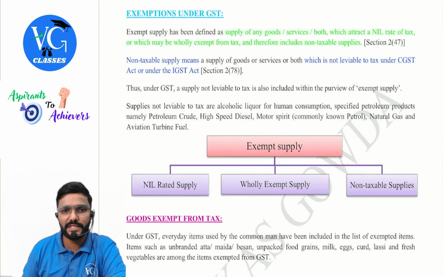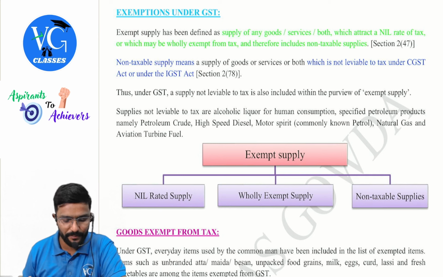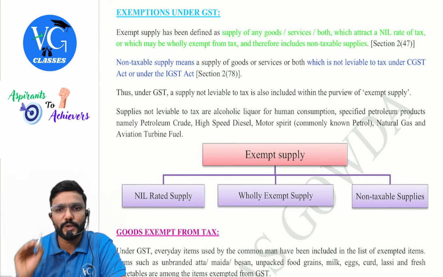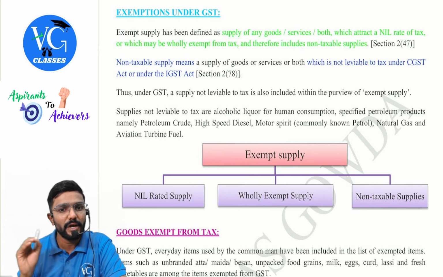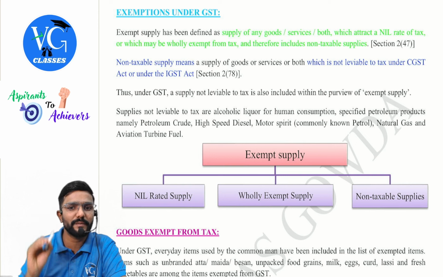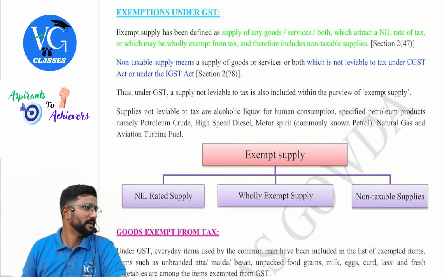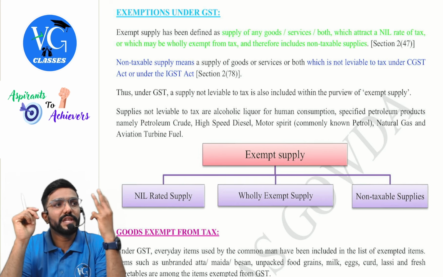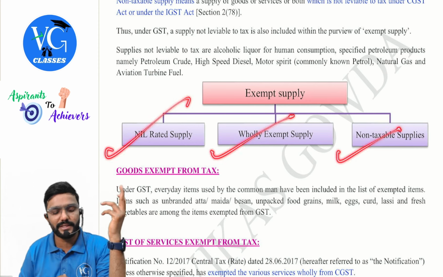Next, exemptions under GST, guys. Exemption or exempt supply is defined under GST law, which is important. Exempt supply has been defined as supply of any goods or services or both which attracts a nil rate of tax or which may be wholly exempt from tax, and therefore includes non-taxable supply. Exempt supply includes three things. What are those? Nil rated supply, wholly exempt supply, non-taxable supply.